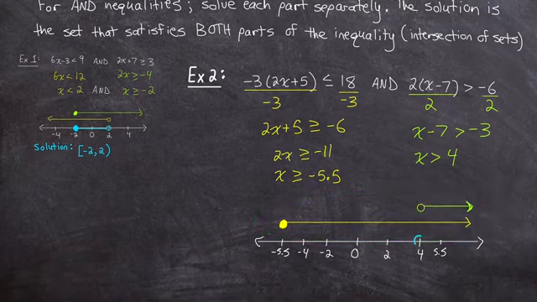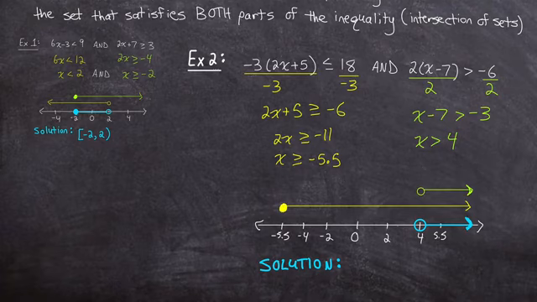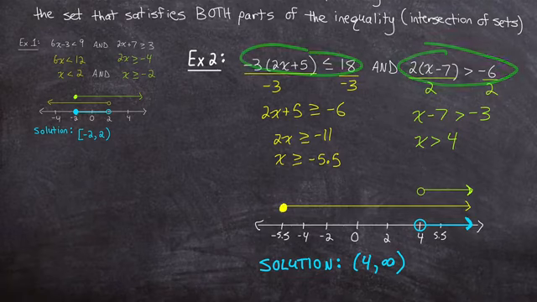Combining them together on the number line below, I would have an open circle at 4, and then it would extend out to the right, which means my final solution would be the interval of values from 4 to infinity, not including 4 or infinity. Picking any number between 4 and infinity would satisfy both the first inequality and the second inequality.